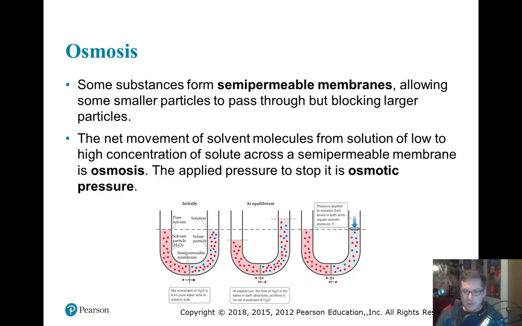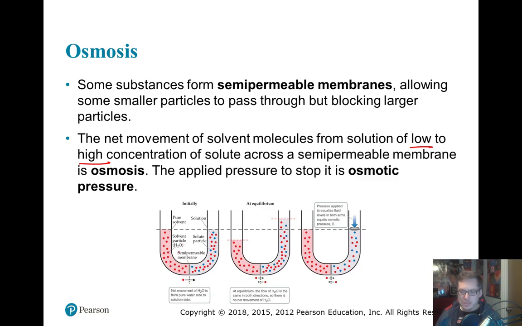The next one here, osmosis, says some substances form semi-permeable membranes, allowing smaller particles to pass through, but blocking larger particles. The net movement of solvent particles from solution of low concentration to high concentration of solute across a semi-permeable membrane is called osmosis. The applied pressure to stop it is called osmotic pressure. So look here, we've got a bunch of water and a bunch of solute particles, and then a semi-permeable membrane. It's semi-permeable because it'll let water through, but not the solute particles.